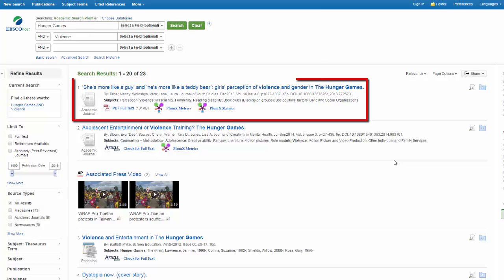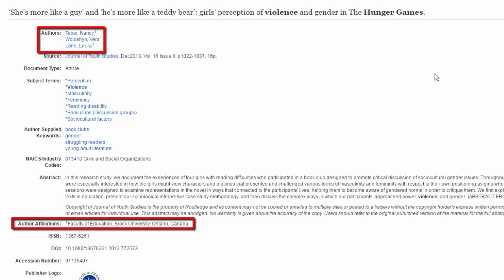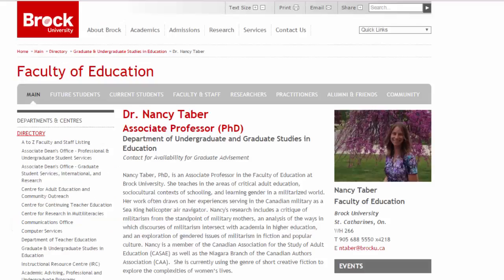The first article looks interesting, so let's click the title to begin evaluating. The first criteria for evaluating is looking at the author and their credentials. Here, our authors are affiliated with the university, so they're likely educated and are experts in the field. We could also Google the authors to learn more about their credentials.